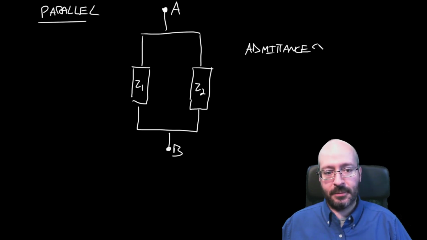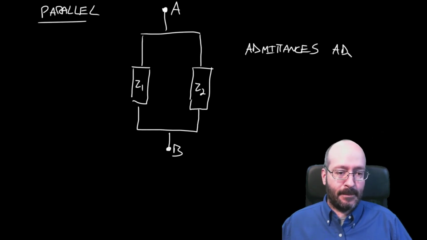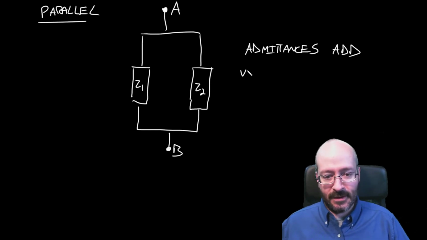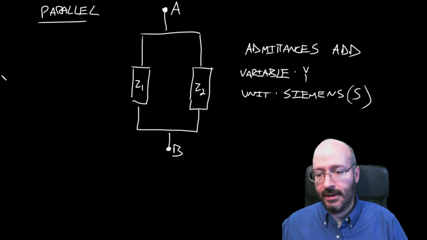I'm not entirely sure I spelled that right. Correct me in the comments. Okay, the admittances add, and admittance, the variable, instead of Z is Y, and the unit is the Siemens. Okay, capital S after the German guy.